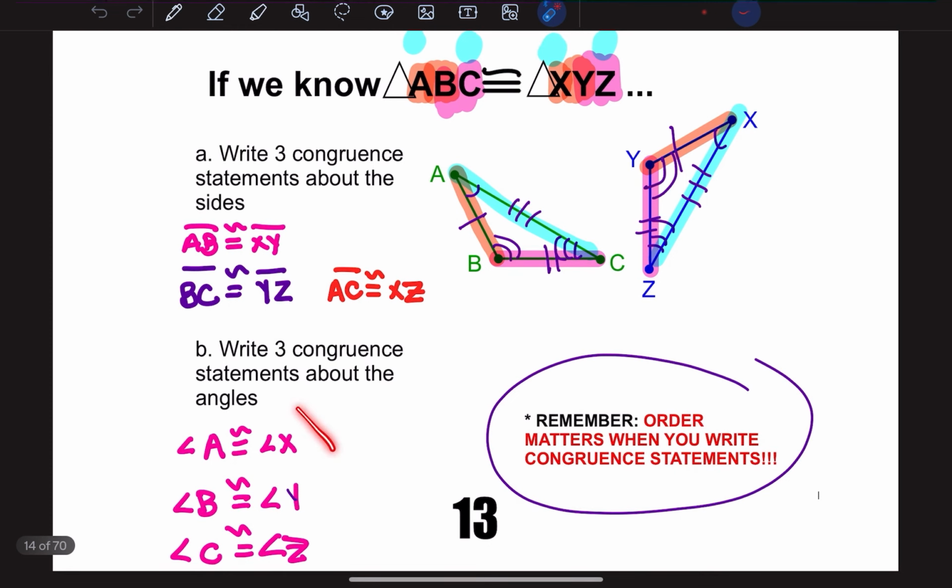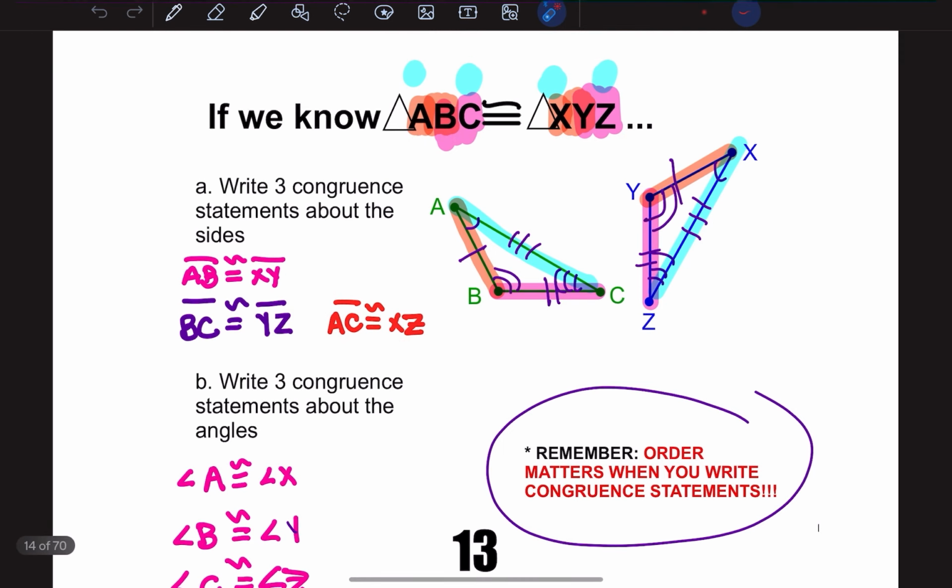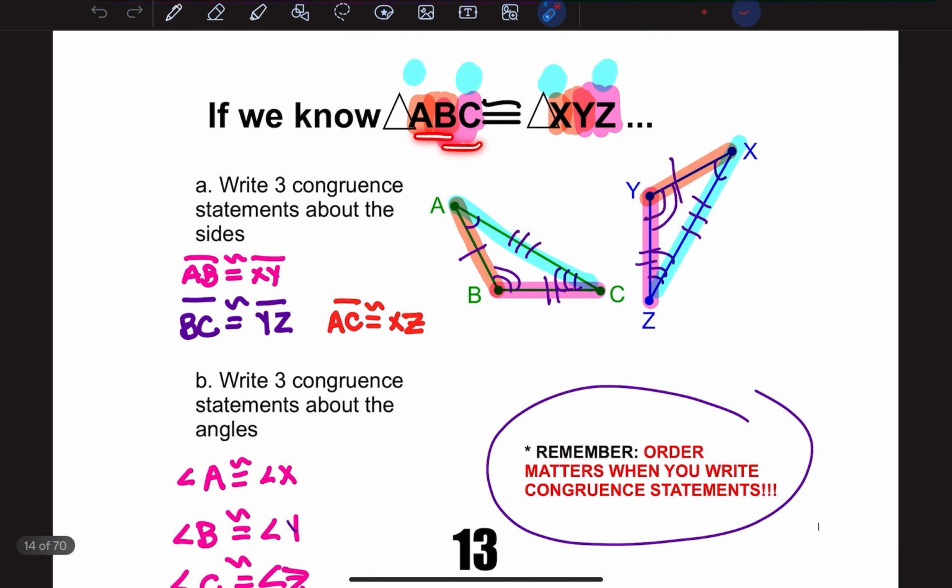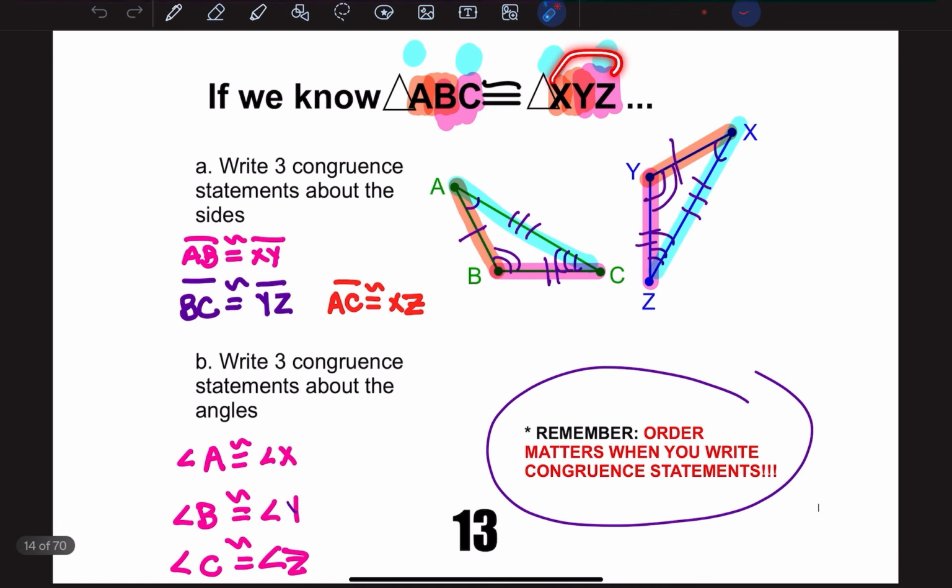Right? The angles are a little bit easier to see because it's 1, 2, 3, 1, 2, 3. The sides get a little tricky when you go for the last one because you say AB, then BC, but then you have to go AC is congruent to XZ. Again, the order matters. Please make sure that the order is the same when you are writing all of your proofs as we move on.